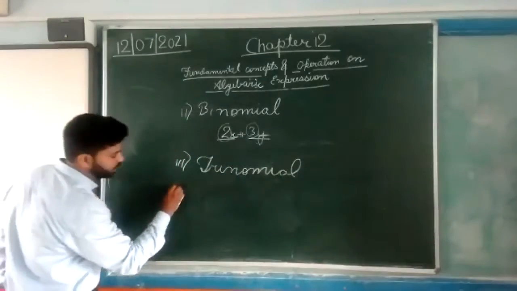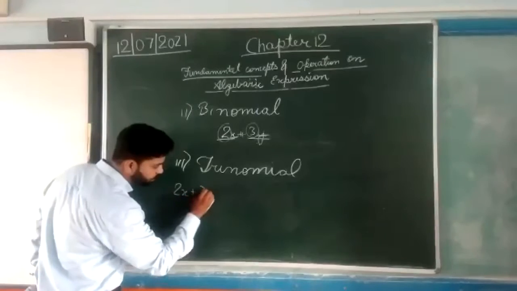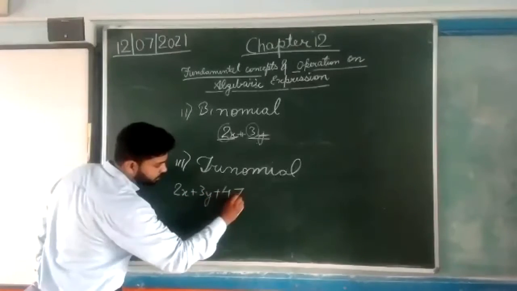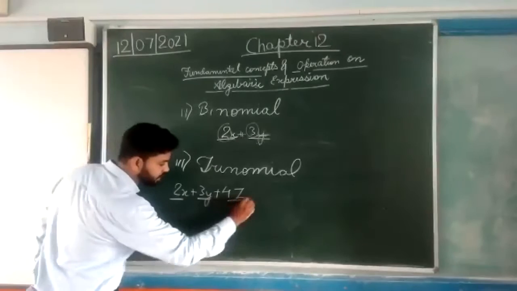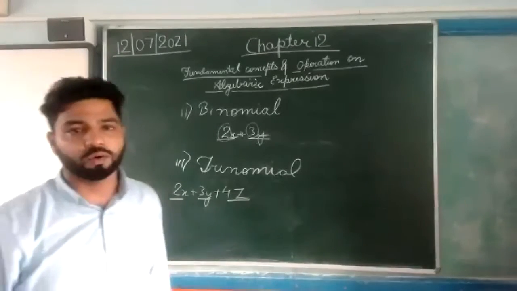What is a trinomial? Let's suppose 2x plus 3y plus 4z. This contains three terms with plus, so it is a trinomial.